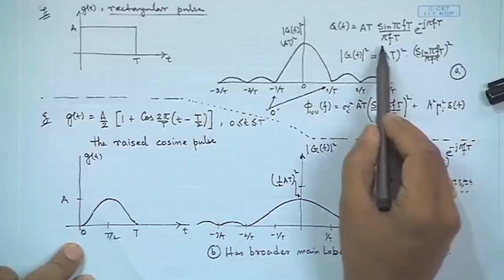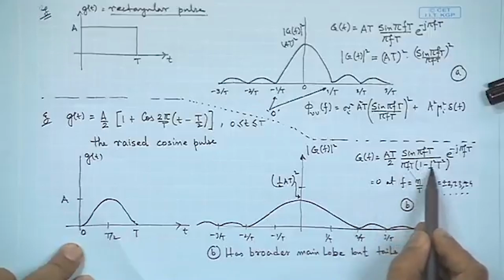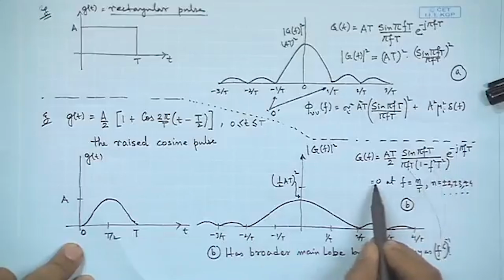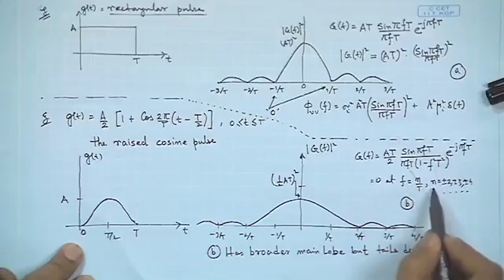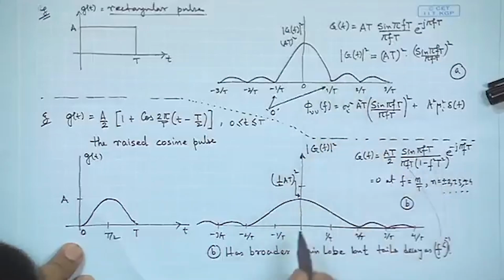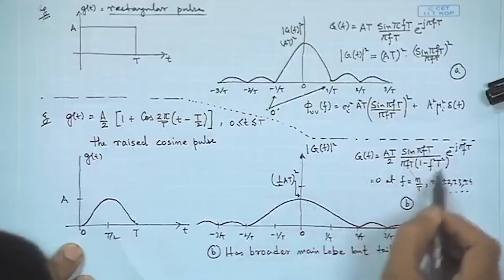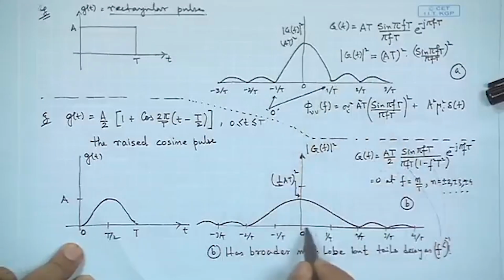So, in the denominator you had pi f T earlier, now you have pi f T times (1 minus f squared T squared), and this is 0 at f equal to n/T. So, when f is equal to n/T, it will become 0 for n plus minus 2. Compared to this, at the 0 value there is a peak because of the sinc. This goes to 0 at 1/T, this goes to its first 0 at 2/T and minus 2/T.